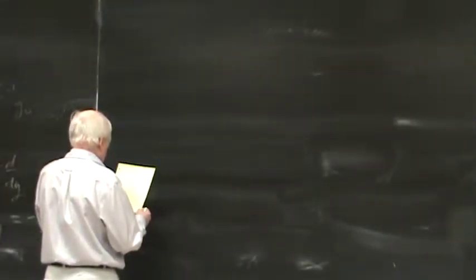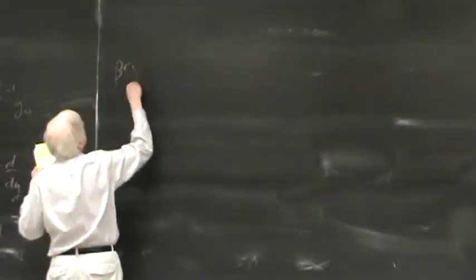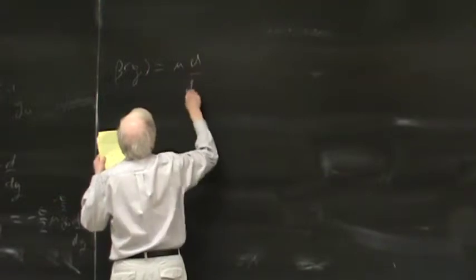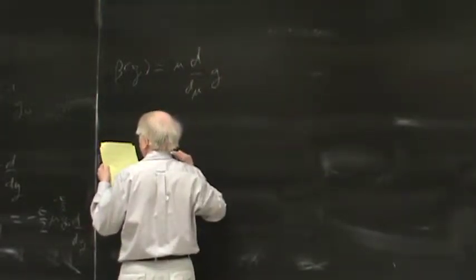First of all, what is beta of g? Let me define beta of g for you. We're going to define beta of g as mu d/d mu of g. And why? That's just a definition.